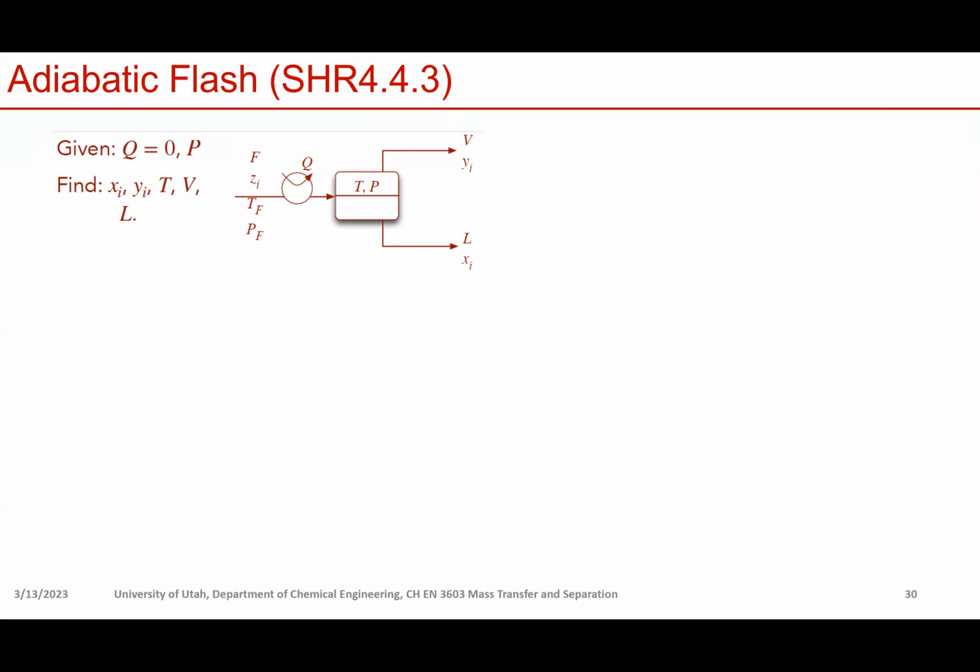But for the adiabatic flash, we don't know the temperature inside this flash drum. What we know is the duty on the heat exchanger is 0. Right? Still, these two conditions are given. Now we need to solve for composition, temperature, and vapor and liquid flow rate.